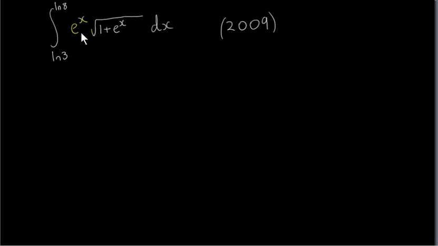We want to integrate e to the power of x times the square root of 1 plus e to the power of x with respect to x from x equals ln of 3 to ln of 8. Now, what you should do here is let u equal the expression under the square root sign, because that will simplify this integral greatly. We'll go from two terms under the root sign just to a single term u.